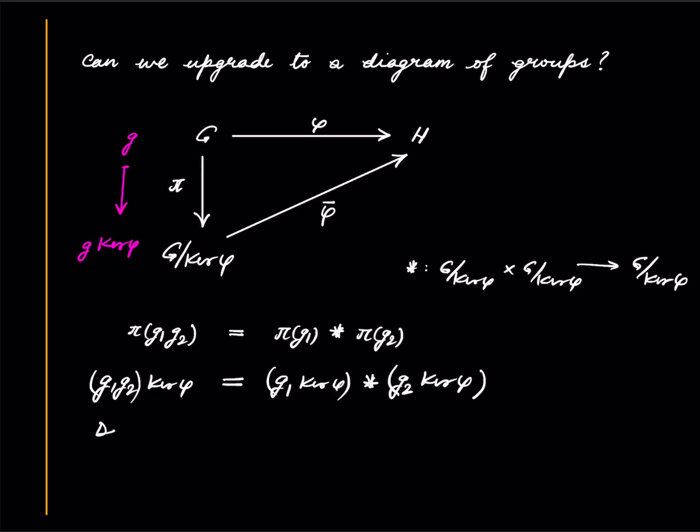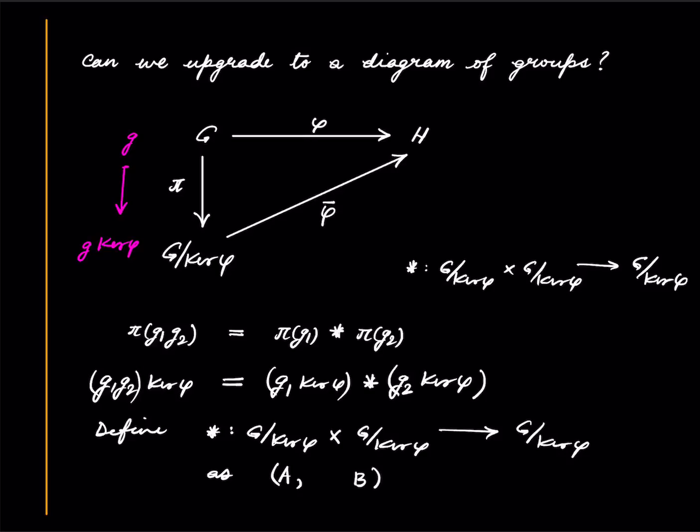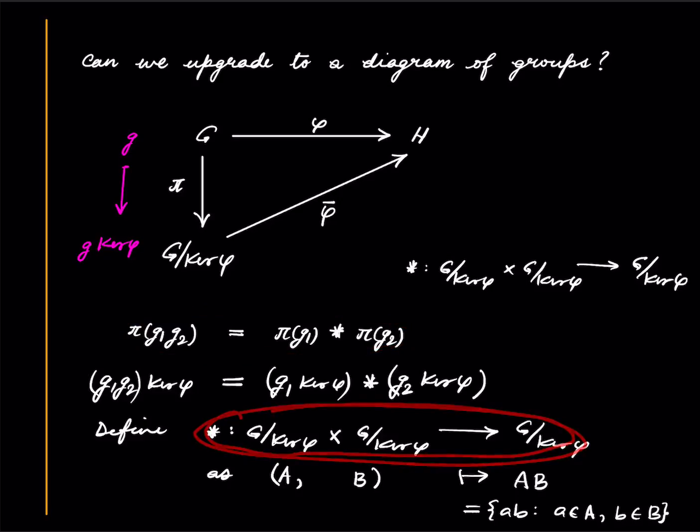So define star as (aK, bK) going to abK, which we defined earlier, is just a times b, little a in capital A, little b in capital B. So they are left cosets. Right, so this at least satisfies this equation. It's not clear that this actually makes G mod kernel phi into a group, but this equation is satisfied.